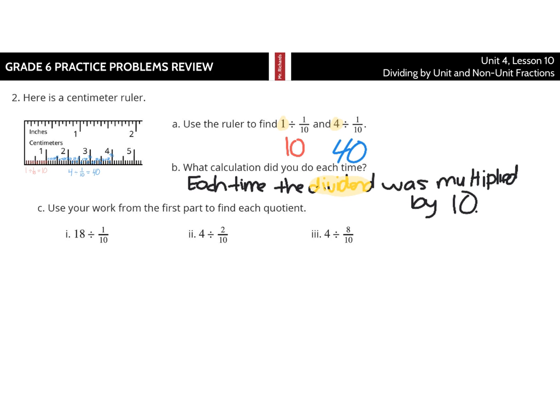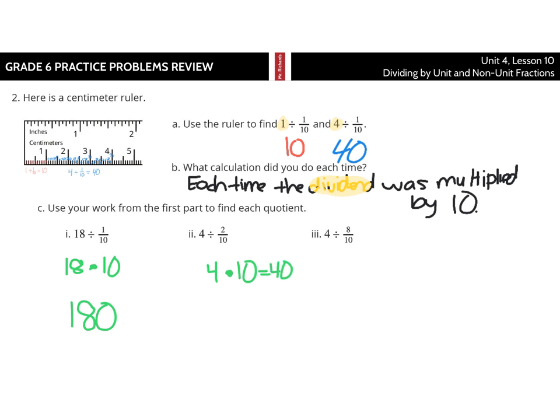Now, can we extend that to our next question? Use your work from the previous part to find each quotient. 18 divided by 1/10. Now, this could simply be 18 times 10. And that would get us a solution of 180. And now as we look at 4 divided by 2/10, we are going to have 4 times that denominator of 10, and that's going to be 40.